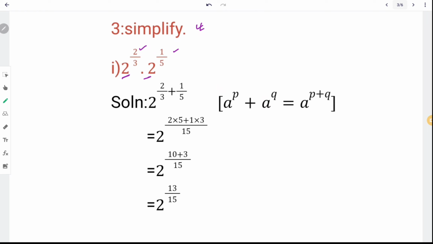You can see that the bases are the same, right? 2 and 2. So what happens when the bases are same? We just add the powers, p plus q. Our p here is 2 by 3, and q is 1 by 5, okay? So you can see here, this is p, this is q. So we're adding them. Now the next thing we have to do is find the LCM of 3 and 5.